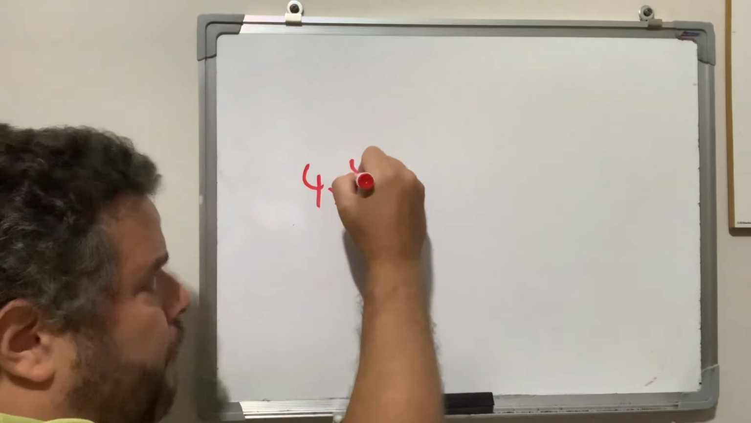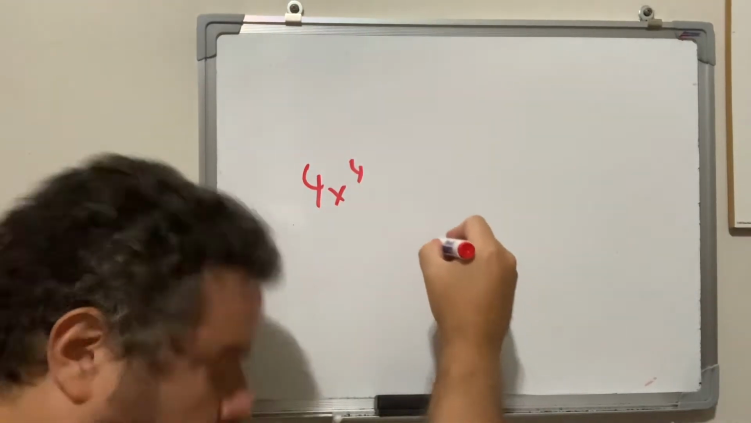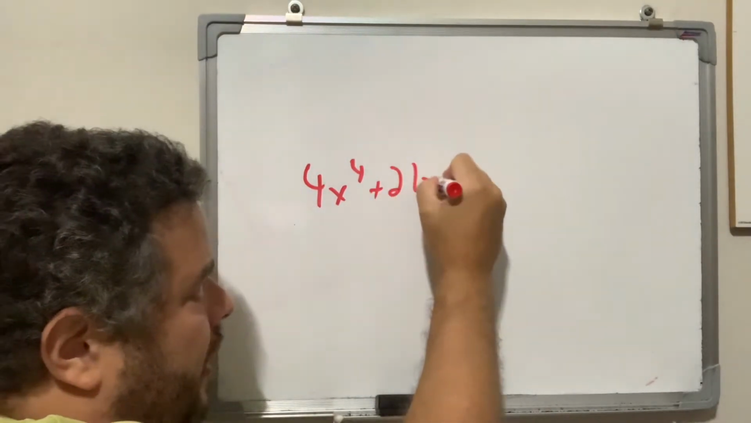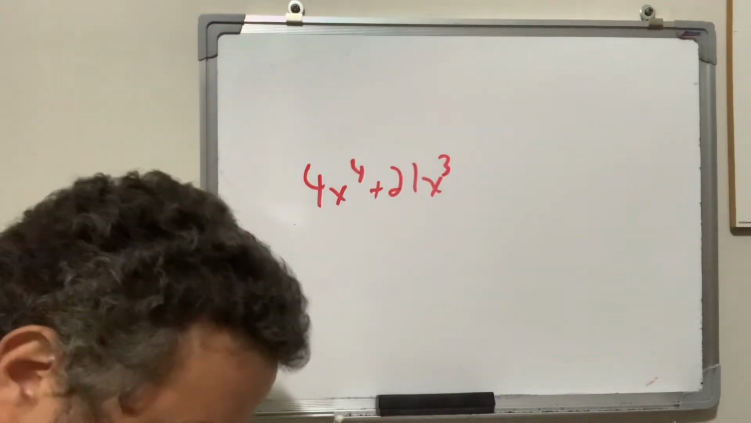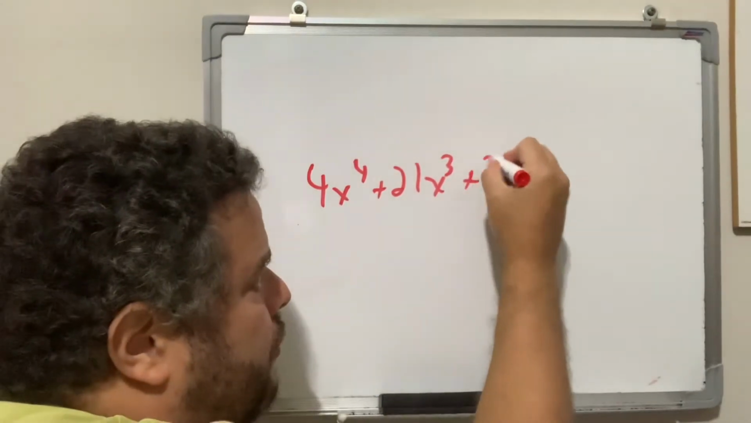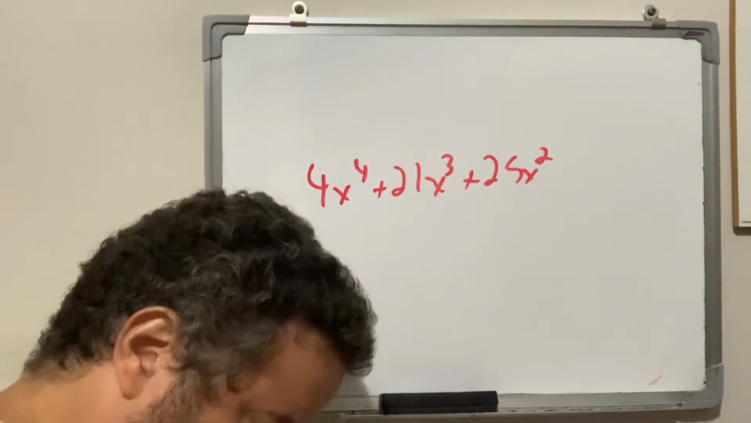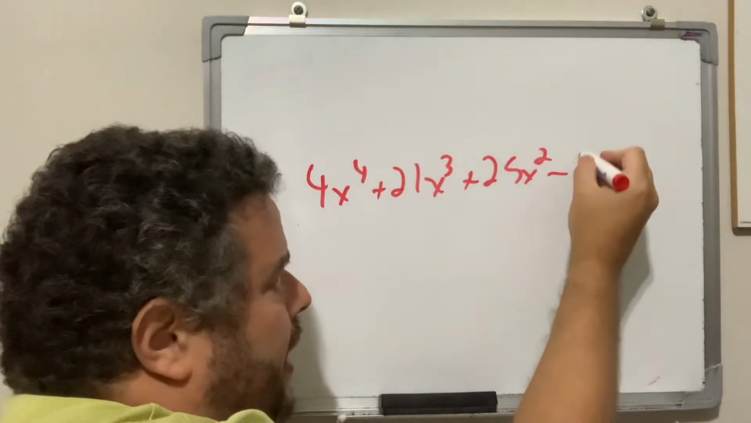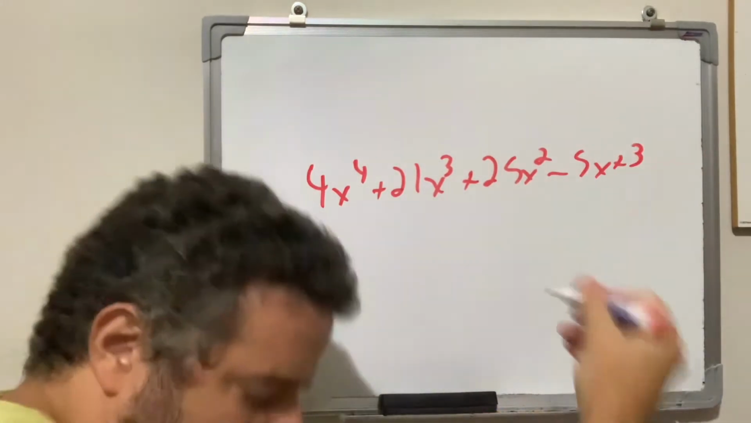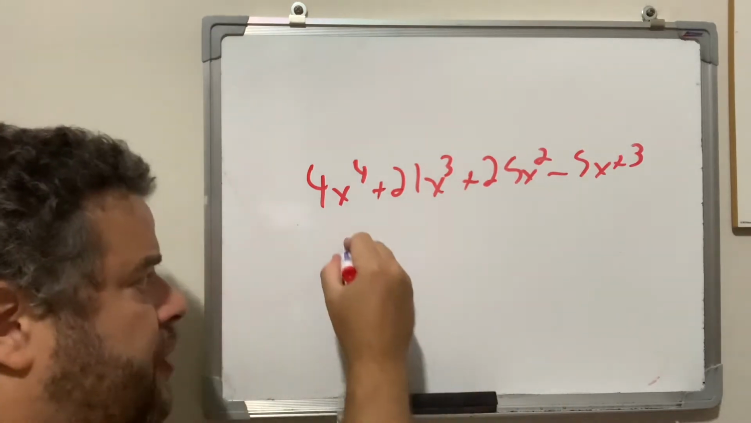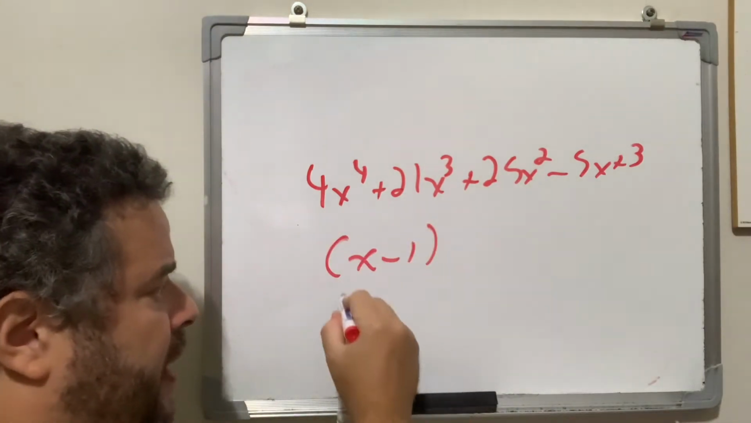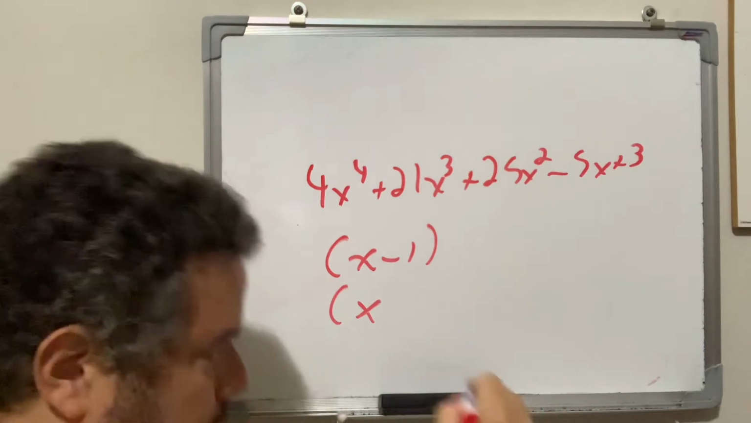So for example, they say 4x^4 plus 21x^3 plus 25x^2 minus 5x plus 3. This is the example 6 in the book, by the way. And they ask you, please determine if this is a factor, and please determine if this is a factor.